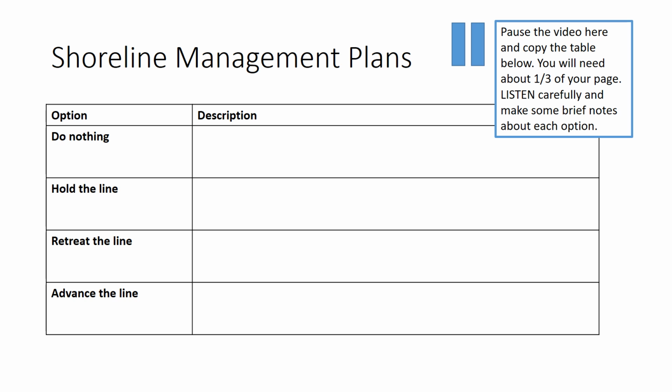So the do nothing option is do nothing and allow gradual erosion. This is an option if the land has low economic value, so lower value than the cost of building sea defences, because those sea defences can be really expensive.